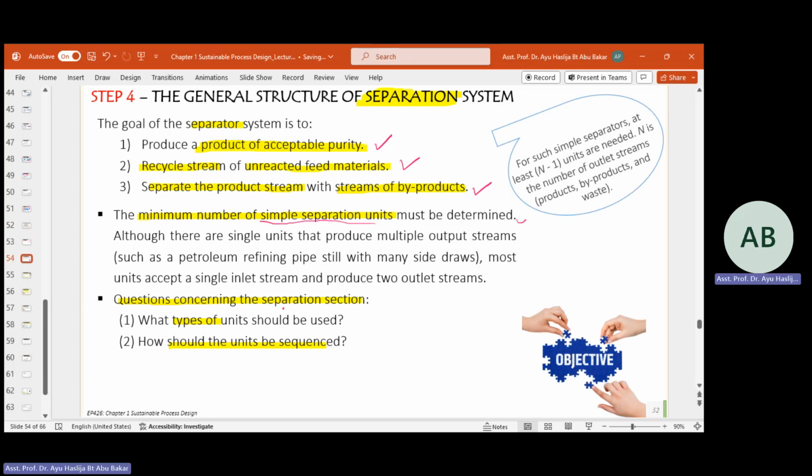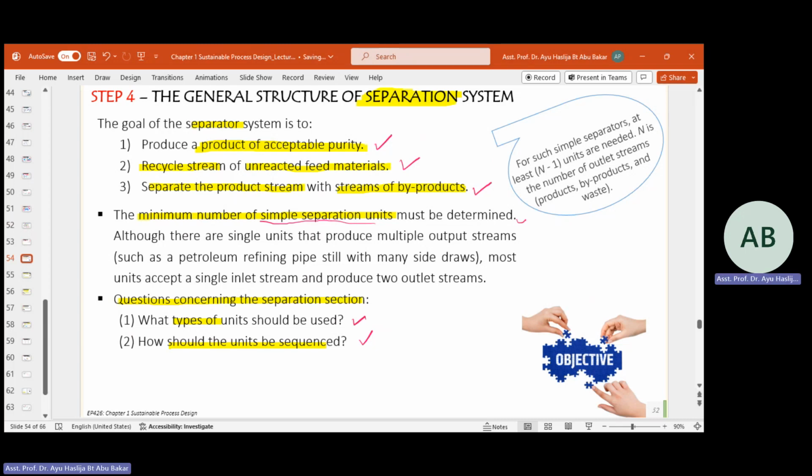The question concerning the separation section: What types of unit should be used? And how should the units be sequenced? If you need a few distillation columns, how should you arrange them?